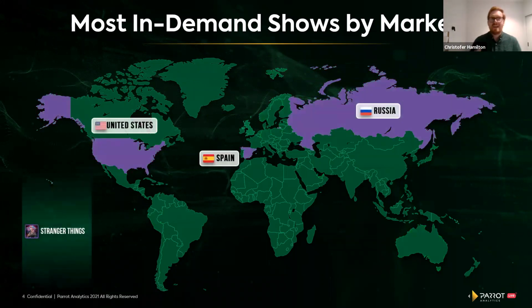So to begin with, we're looking at the most in-demand digital original shows by market. For starters, we have the US, Spain, and Russia. In these 3 markets, Stranger Things was the most in-demand digital original series for Q2. Now we've seen that Stranger Things consistently outperforms in its home market, the US. And with Spain and Russia, these 2 markets in particular, you'll see in the report, they're drama lovers. They love all types of drama content, including sci-fi drama, which is what Stranger Things is.